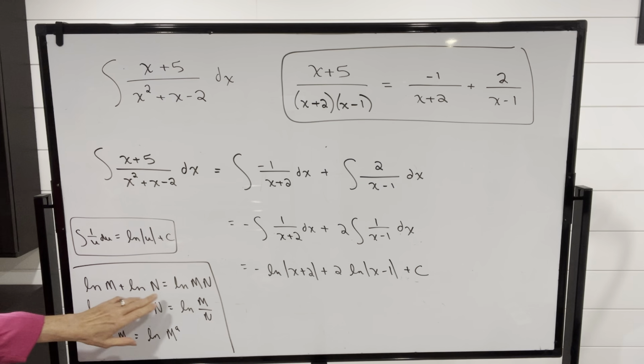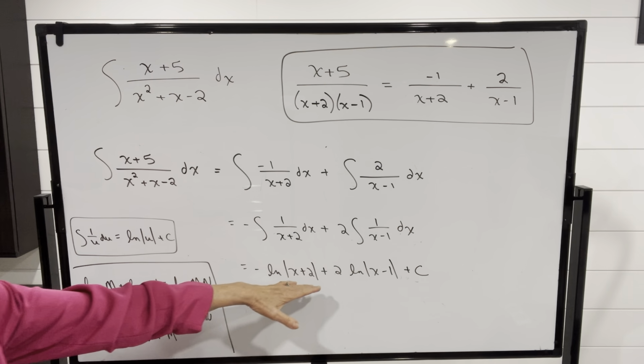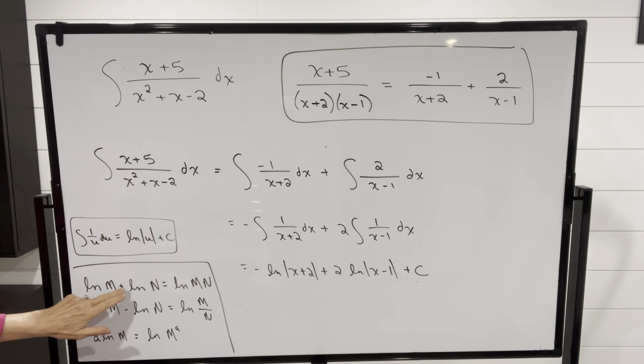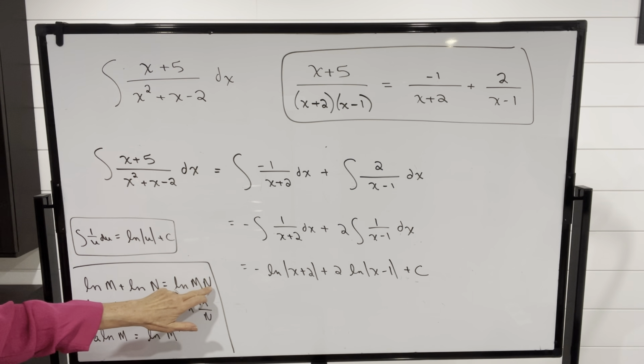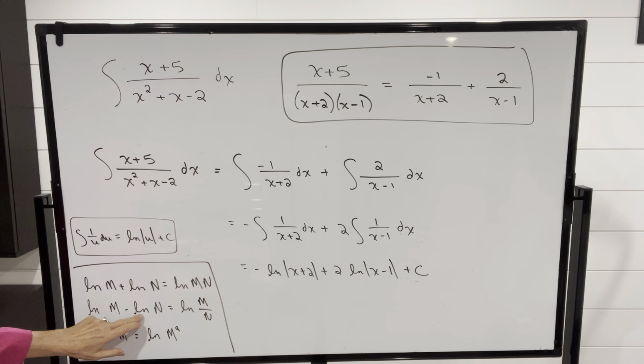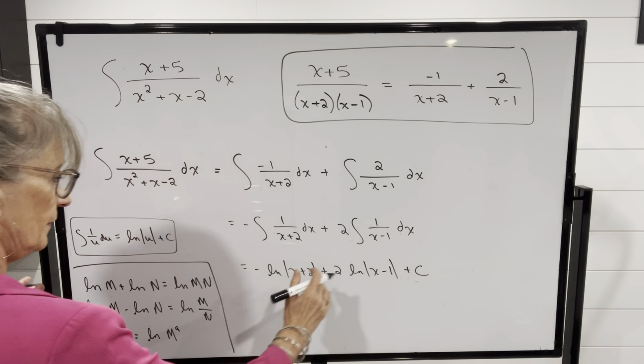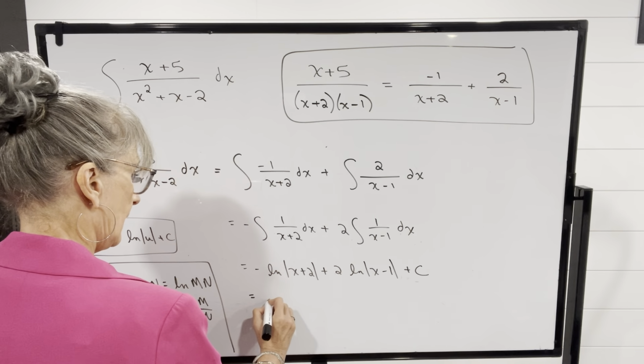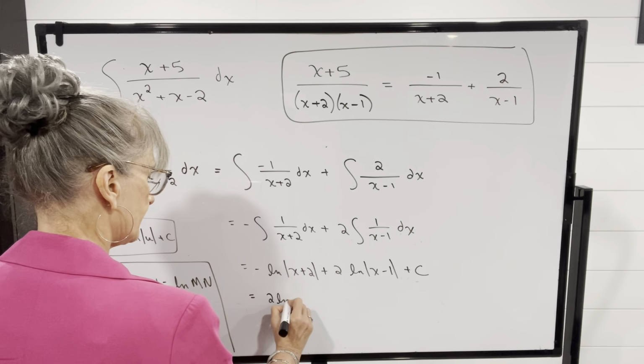The properties of logs can come in handy to help you simplify this. If you have the addition of two log terms with the same base, you can combine them with multiplication. If you have a difference, you can combine them with division. And if you have a coefficient, you can express that as an exponent. So a times the natural log of m is equal to the natural log of m to the a. So what I'm going to do, I'm going to rearrange these, and I'm going to write the positive term first.